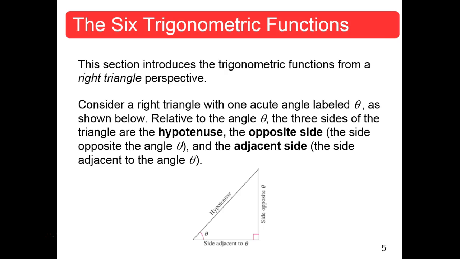So let's first introduce a right triangle. Hi, right triangle, here you go. This section introduces the trigonometric functions from a right triangle perspective. Consider this right triangle with one acute angle, okay? We're going to call that theta. And as shown here, relative to that angle theta, you have 3 sides of the triangle, right?